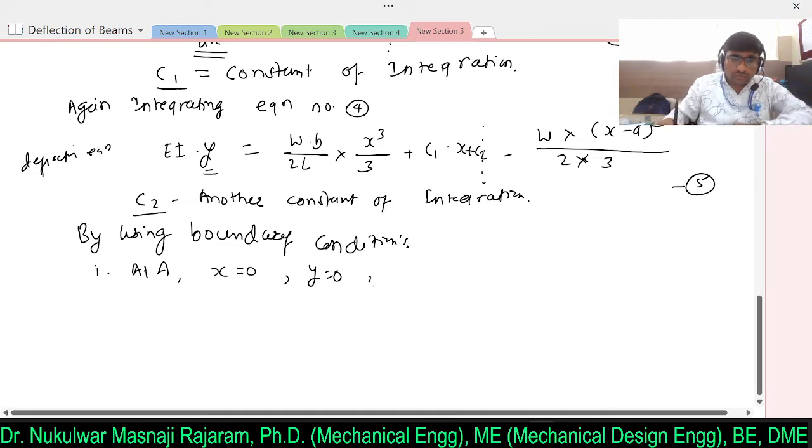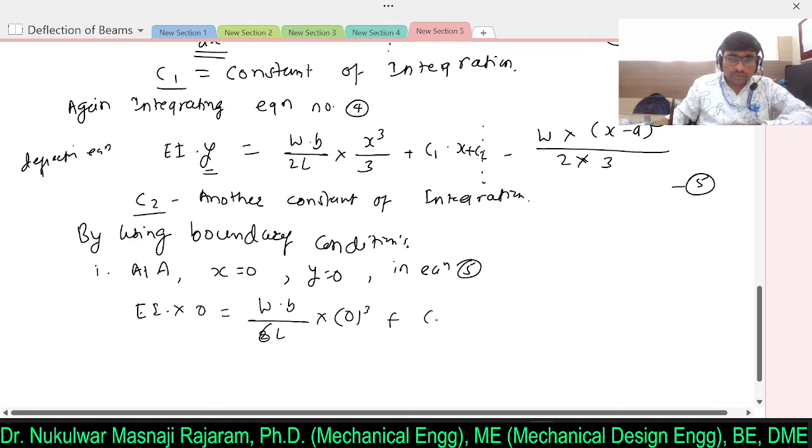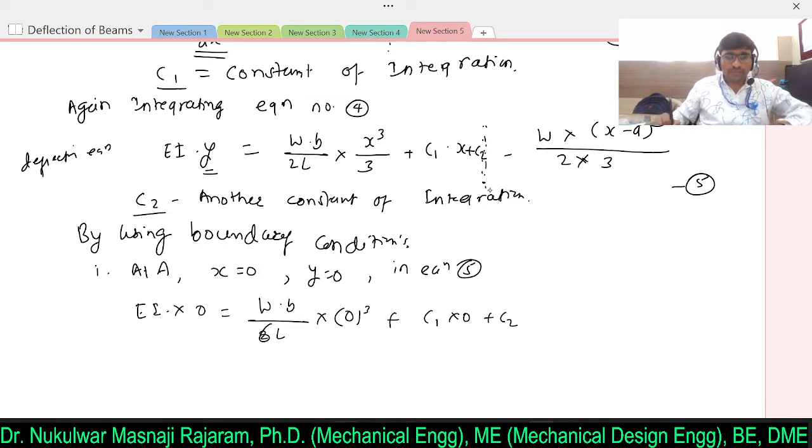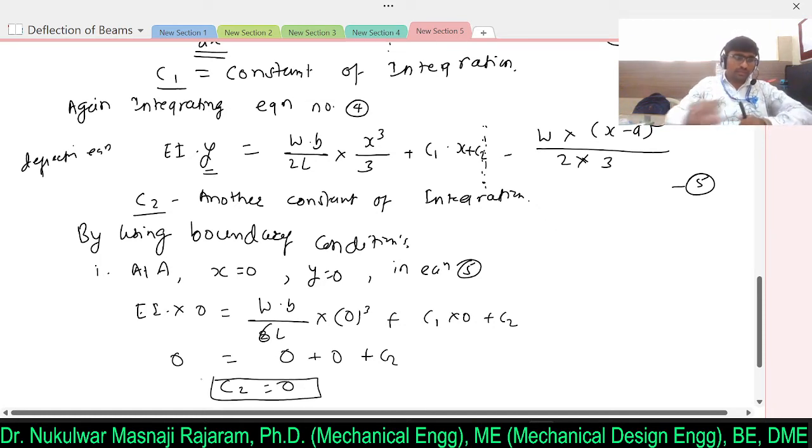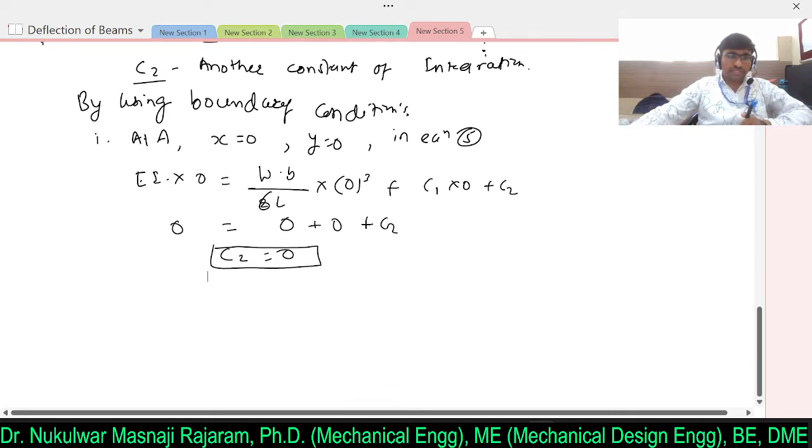So if you put this value in equation 5, we can rewrite this: EI into 0 equal to WB divided by 2L, so I can write 6L into 0 cube plus C1 into 0 plus C2. Here I will consider up to this dotted line. Clear? From this, this will be 0, again this will be 0 plus 0 plus C2. So I can write C2 equal to 0. Simple. So this is one concept of integration.